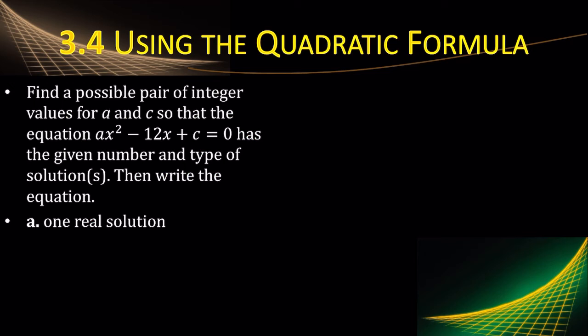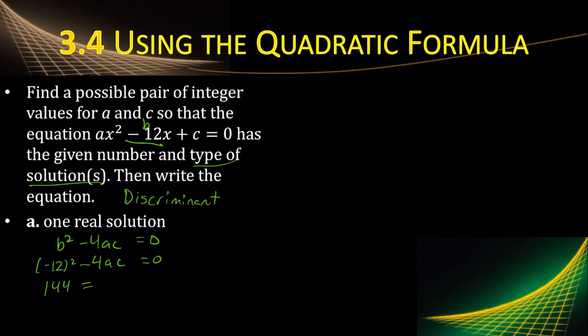All right, in this problem, we want to find a possible pair of integer values for a and c so that our equation has the number and type of solutions. We want one real solution. All right, so this is the type of solution, so that means we're going to use the discriminant. So that is b squared minus 4ac, and one real solution, that was when it equaled 0. Notice b up here is negative 12, and we're supposed to find an a and a c.